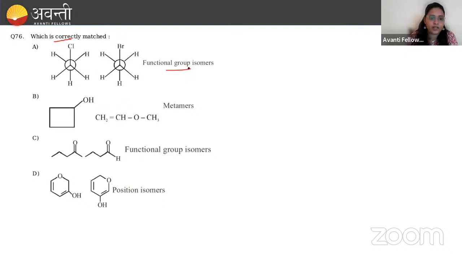Yeah, functional group isomers है ये दोनों. Next metamers है क्या ये दोनों? ये दोनों functional group isomers है क्या? ये position isomers है क्या? Just the position of oxygen is different. Yeah. So this is what correct. Just the position, यहाँ पे क्या है position oxygen की? Yes. Are these two position isomers? Yes. So this is our correct answer.